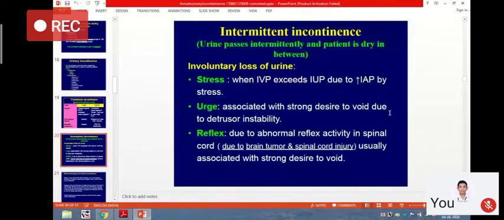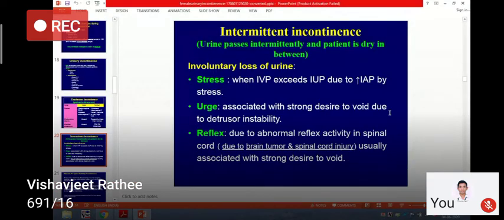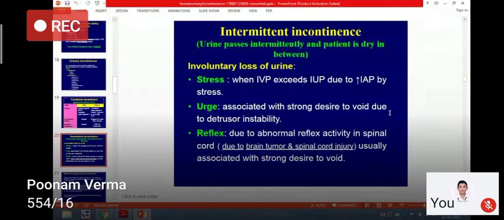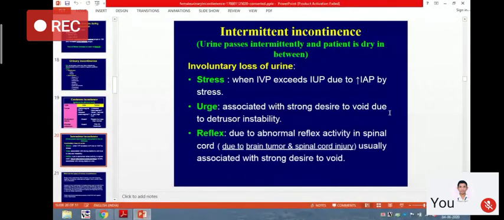Then intermittent incontinence: urine passes intermittently and the patient is dry in between. So there is involuntary loss of urine, like in stress incontinence, when intravesical pressure exceeds intraurethral pressure due to increase in intra-abdominal pressure by stress. Then urge incontinence is associated with a strong desire to void due to detrusor instability. The patient has a desire to void, and before she goes to the washroom, there is leakage of urine.